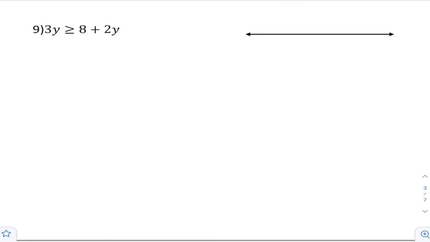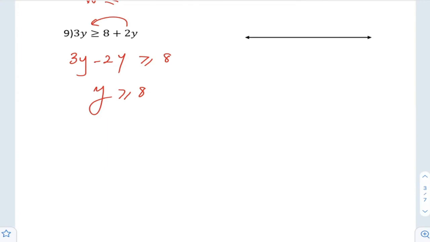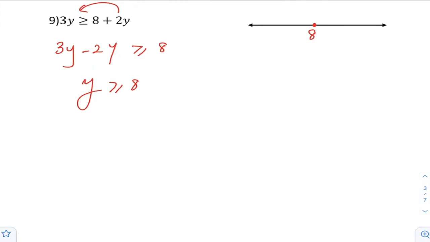Similar situation here. We have 3y, and I will take the 2y. I will keep the 8 to the other side. 3y minus 2y is 1y. More than or equal to 8 is very easy and very straightforward. I will put the 8 with a closed circle, because there is an equal sign, and I will shade the region to the right.